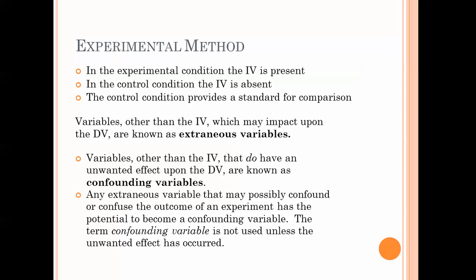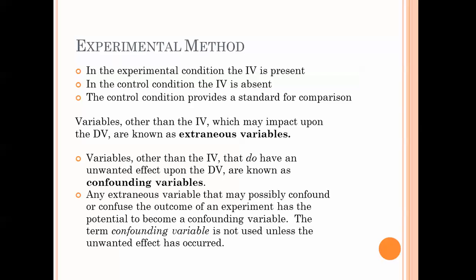And if you identify your extraneous variables and eliminate them, then generally you carry out a really good piece of research. However, if you don't identify your extraneous variables at the start of the research, at the end of the research, if you've let them affect your results, they become confounding variables. So an extraneous variable has the possibility to confound or confuse the outcome, but we talk about them becoming confounding variables when it actually has an unwanted effect after the experiment has been carried out.